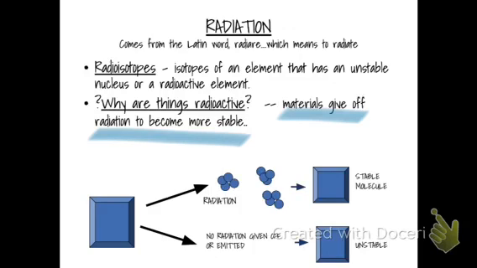So if you're looking down at the bottom picture, you've got this block, whatever that happens to be, and at that point it's unstable, because normally the larger things are, the more unstable they become chemically. And if it gives off radiation, in whatever form it ends up giving it off, it becomes a more stable molecule. It becomes a smaller molecule. And if it doesn't give off radiation, it remains unstable.